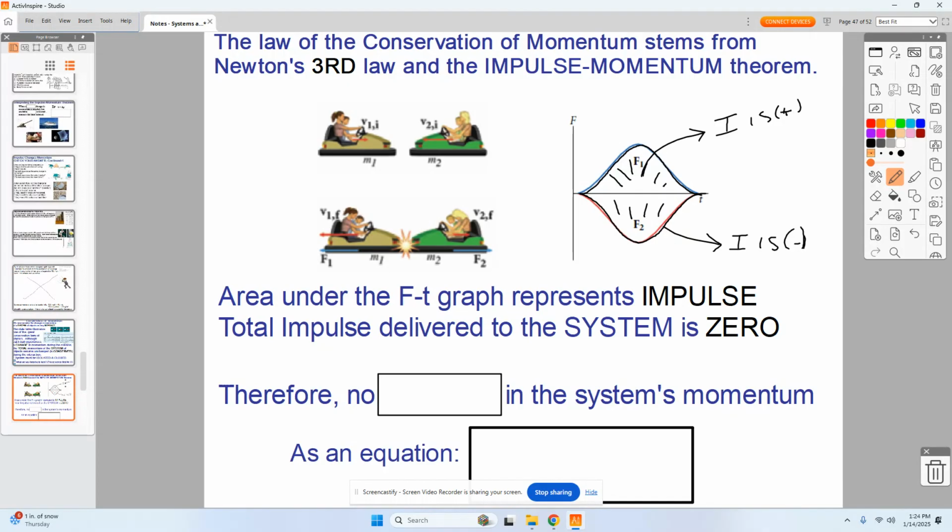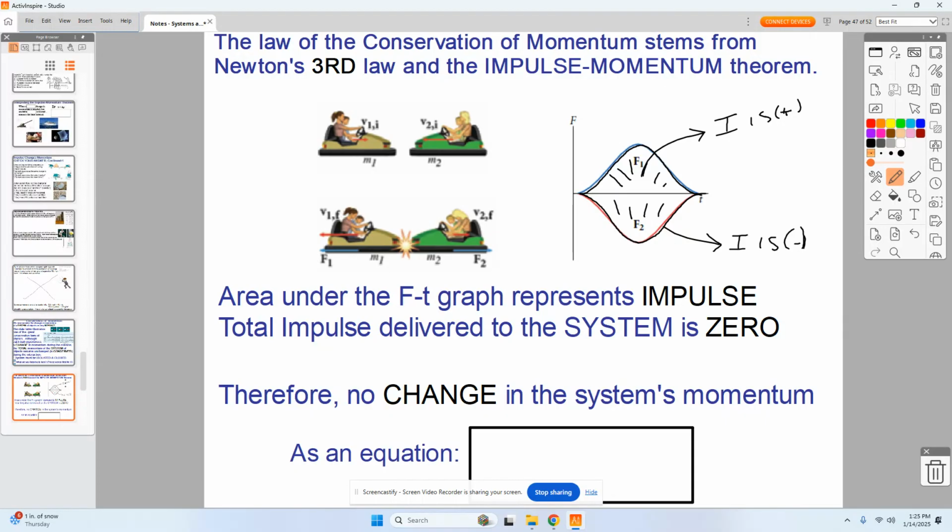Overall, there is no change to the momentum of the entire system. Each object may change its momentum, but the system's momentum is conserved. No change in the overall system's momentum. So the law of conservation of momentum is derived from Newton's third law, which says forces always come in pairs, and Newton's second law, which is related to the impulse momentum theorem.